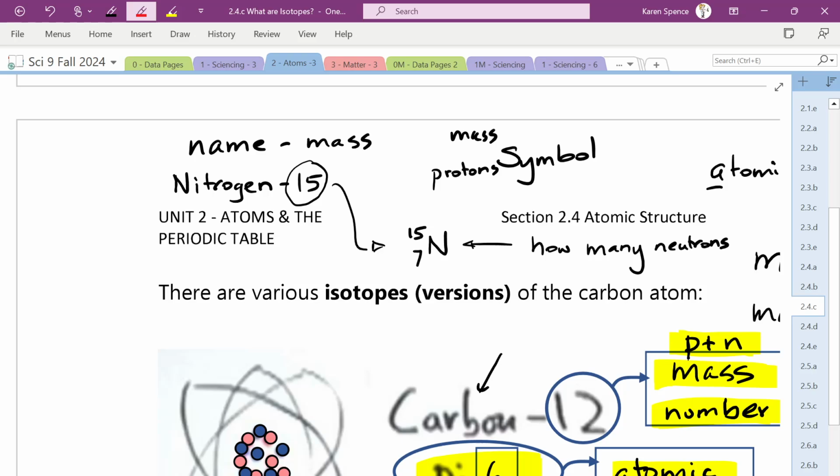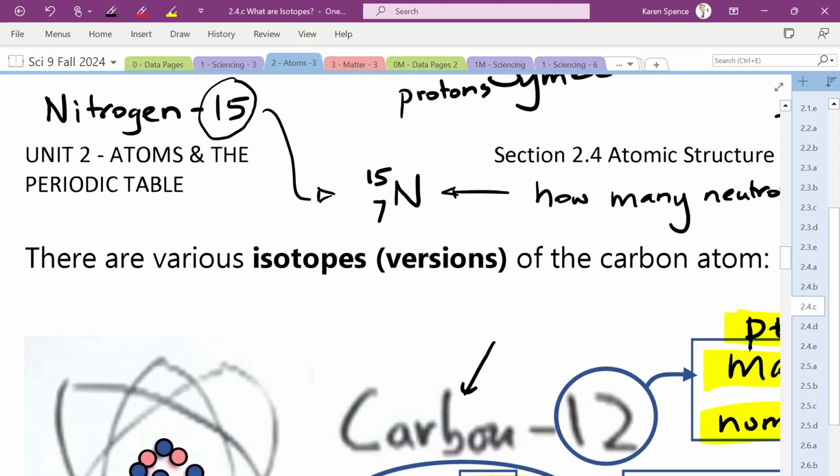How many people feel like they know how to find the number of neutrons? I got 11. Okay. To find the number of neutrons, you take the mass and you subtract the protons. And what number do we get? 15 minus 7 is 8 neutrons. Okay, if you don't get that, it's okay.